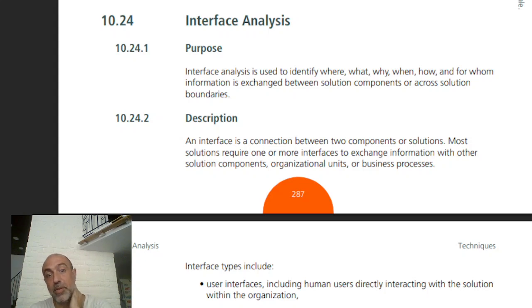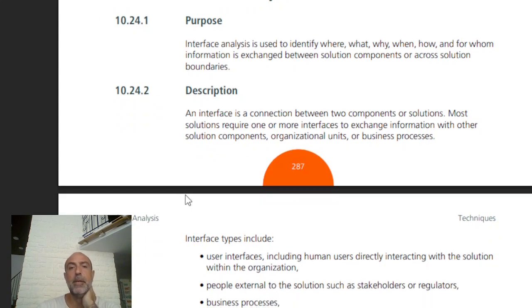Interface analysis. What's an interface? An interface is in between what's happening in the back end and what you're doing. So the way you do things is basically what interface analysis is. UI, basically, user interface.